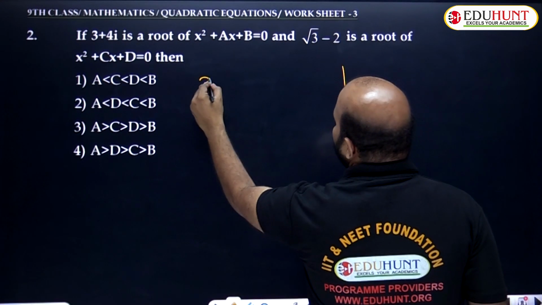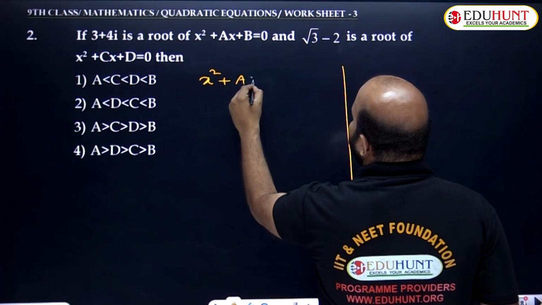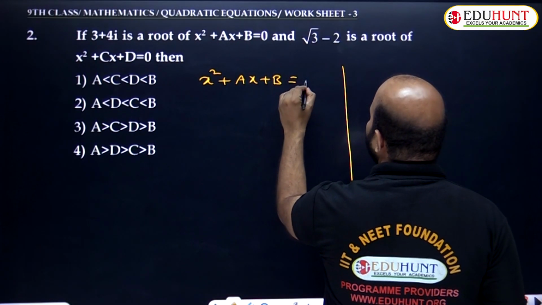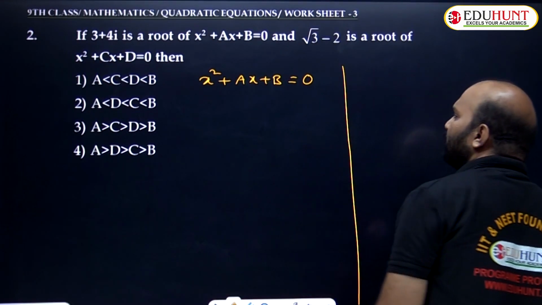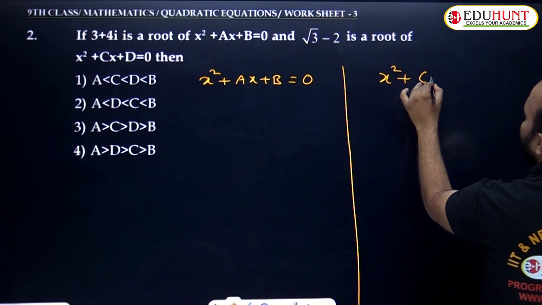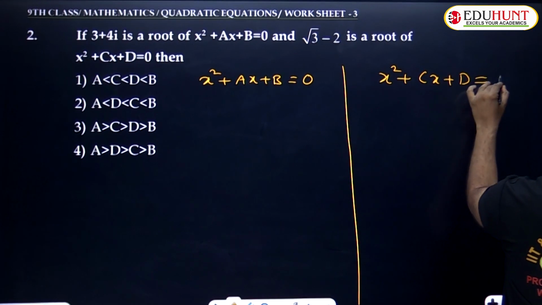What is the first one? x square plus ax plus b equal to 0, x square plus capital A x plus capital B equal to 0. Second one, x square plus capital C into x plus d equal to 0, two polynomial equations.